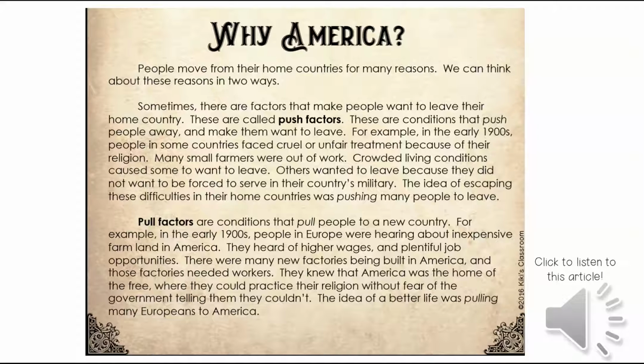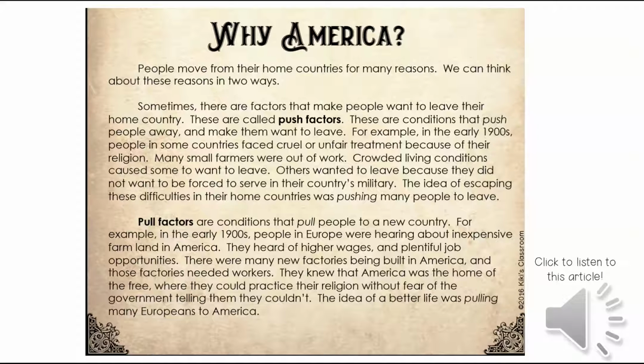So why America? People move from their home countries for many reasons. We can think about these reasons in two ways. Sometimes there are factors that make people want to leave their home country. These are called push factors. These are conditions that push people away and make them want to leave.